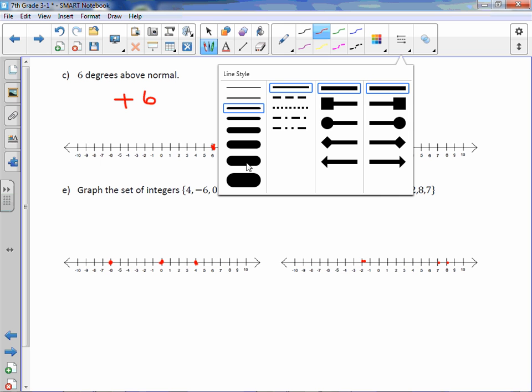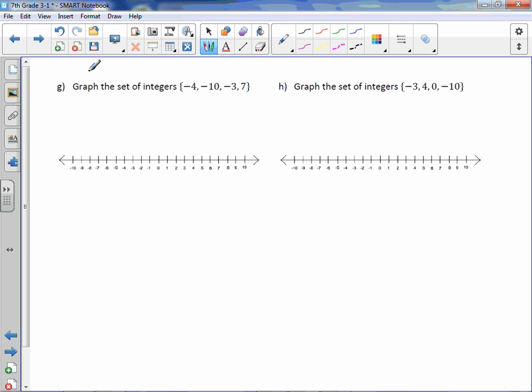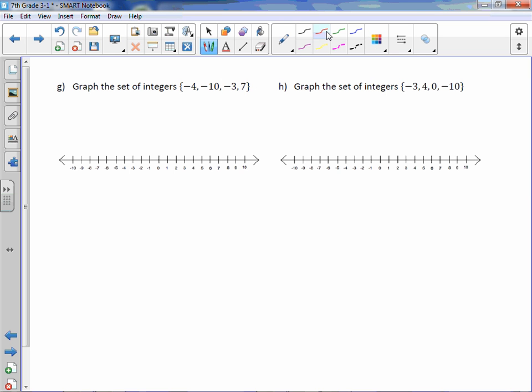See if we can make this a little thicker right now. Okay. Graph the set of integers. -4. That's a little big. Try that a little smaller here. Try that size. Try -4. That's better. -10. -3. And +7. Those should be on a little bit better than that.